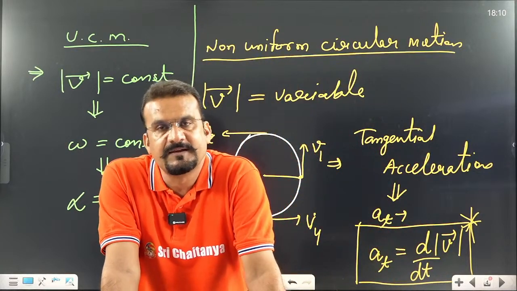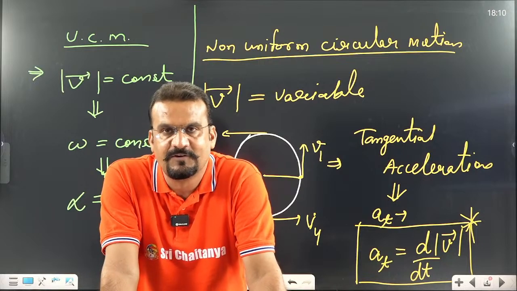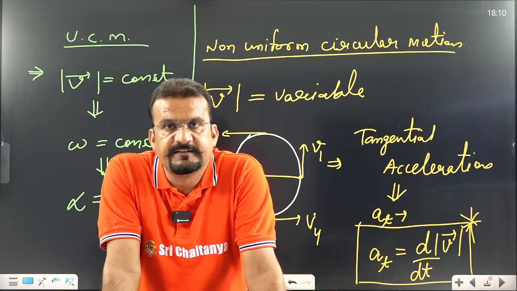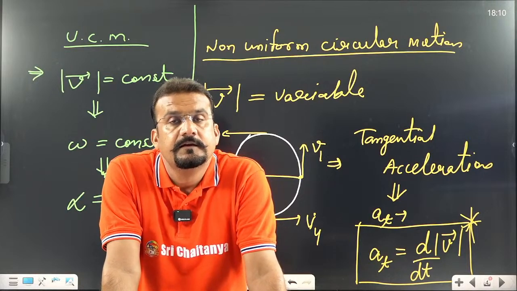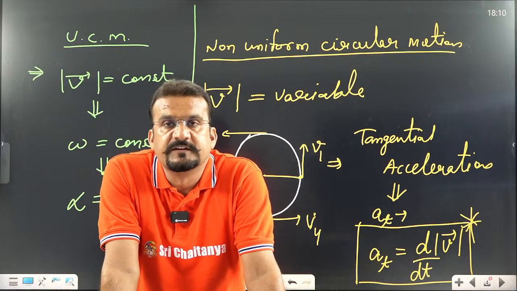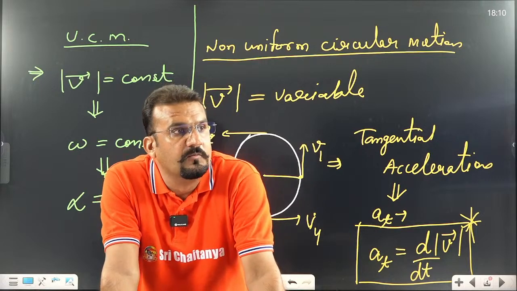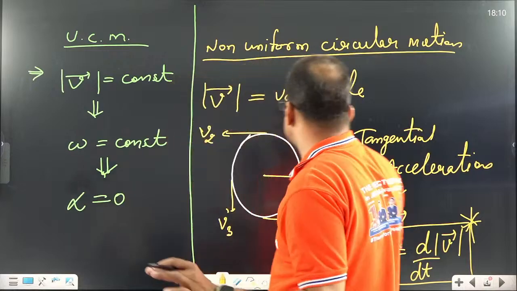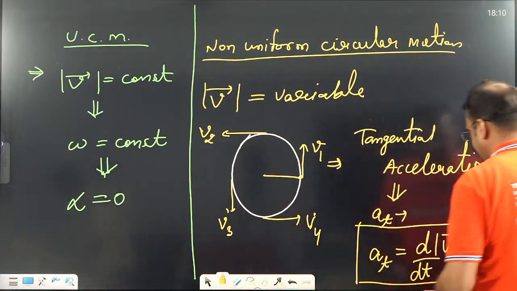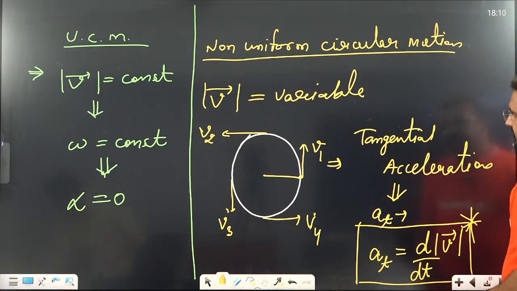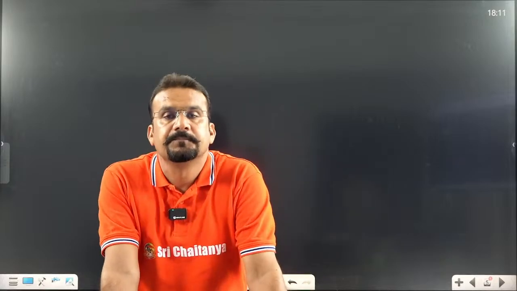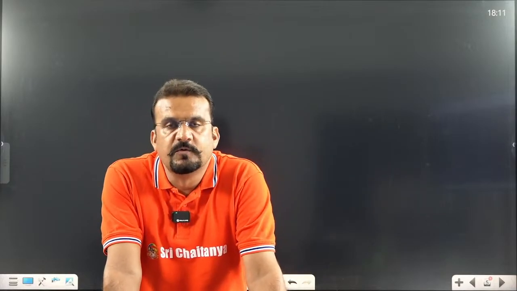Very important. Sometimes a theoretical question may be asked: what do you mean by tangential acceleration? Tangential acceleration means not the rate of change of velocity. This is the rate of change of speed. Yes or no? If this is clear, then the comment box should be fired with the same energy. I think everything is clear. So now we have one more acceleration in this type of circular motion, non-uniform circular motion.